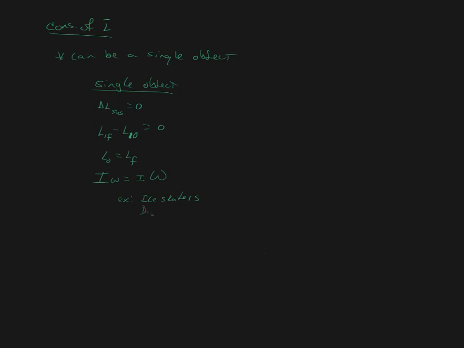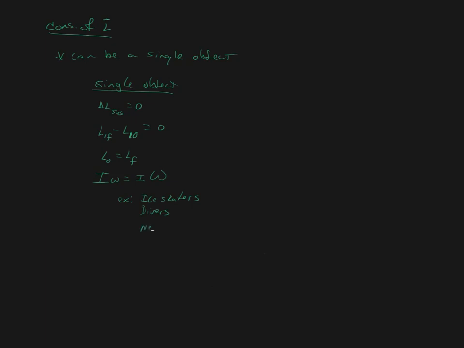Divers jumping off of a diving board do the same thing when they're doing their flips in the air, or even in acrobatics. When they're doing their flips in the air, if they need to rotate faster, they just get into a tighter tuck. And if they want to rotate slower, all they have to do is open up their body. And then we also have stars.